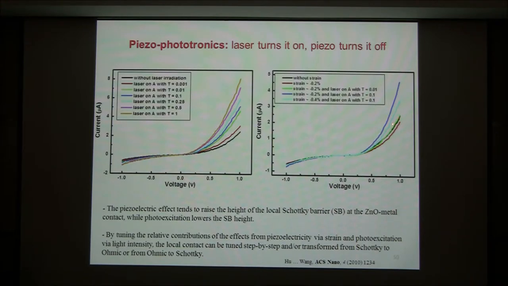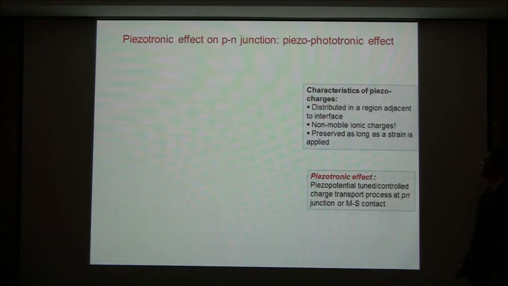You see this blue curve, the green curve here? The dark curve was the original curve. The green curve was then under 0.2% compressive strain, and the laser intensity is 0.01. One cancels the other one. This is the origin of the piezophototronic effect.